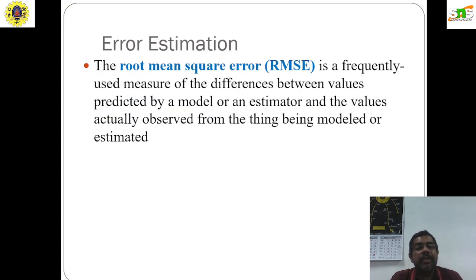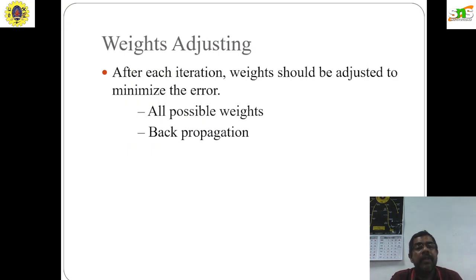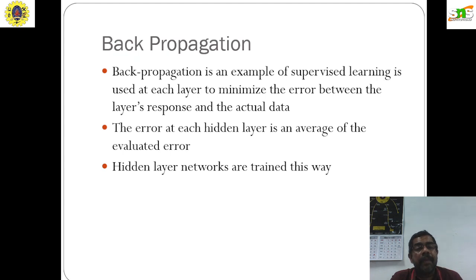In error estimation, we go with the root mean square error, RMSE, a frequently used measure of the differences between values predicted by a model or an estimator and the values actually observed from the thing being modeled or estimated. For weight adjustment, after each iteration, weights should be adjusted to minimize the error over all possible weights, using back propagation. And what is back propagation?